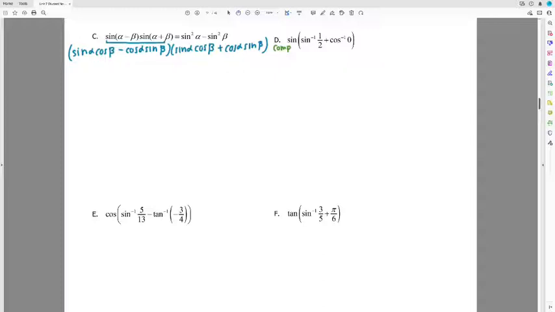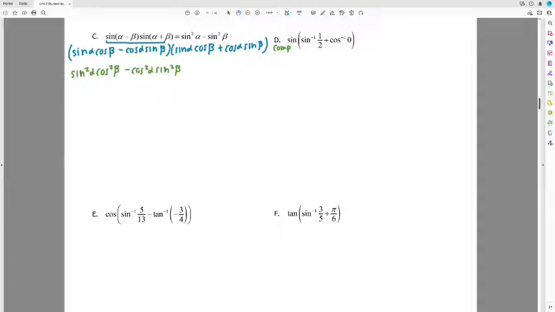So what we get is sine squared alpha cosine squared beta minus cosine squared alpha sine squared beta. And the middle terms, they cancel because we have a minus cosine alpha sine beta and then a plus cosine alpha sine beta. This is a minus b times a plus b, essentially. Okay, no identity to list there, so we move forward.